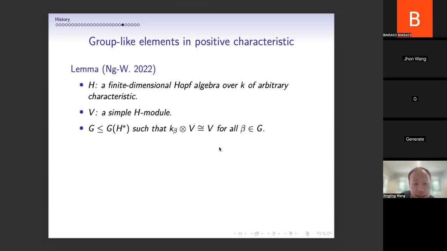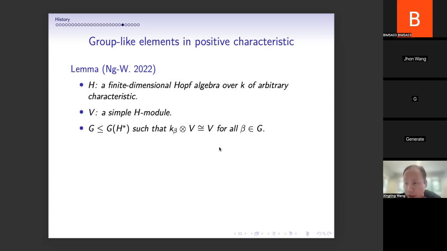So the next case is when we start with H over arbitrary characteristic. V is a simple H-module, and I want some subgroup of the group elements in the dual, called G. So maybe I should say a little bit more about that. If you have a Hopf algebra H, you can take its dual.